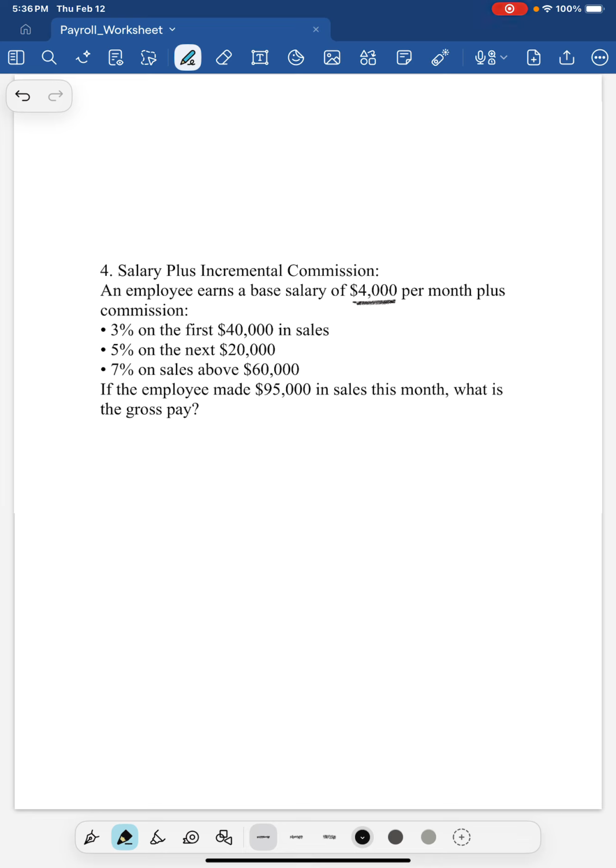And you see this. They make 3% on the first 40,000. They make 5% on the next 20, and 7 on anything that goes above 60,000. And we see they made $95,000 in sales, so they're going to hit all three of these, okay? So we just have to figure out how to break that down. We have to figure it at every level. So obviously they made everything they could on the 3% because they have 40,000 times 0.03.